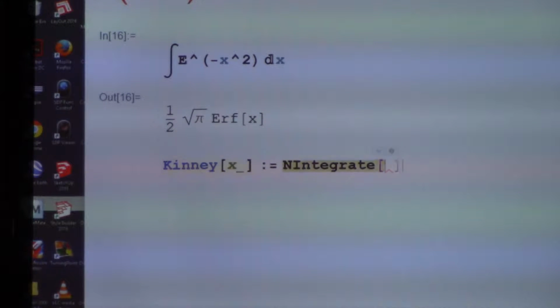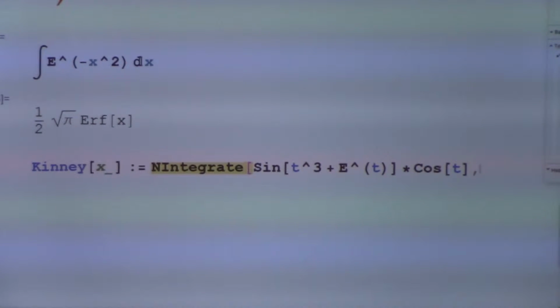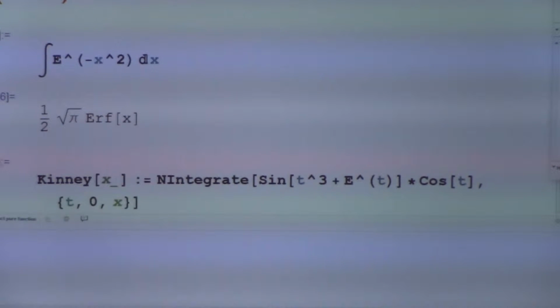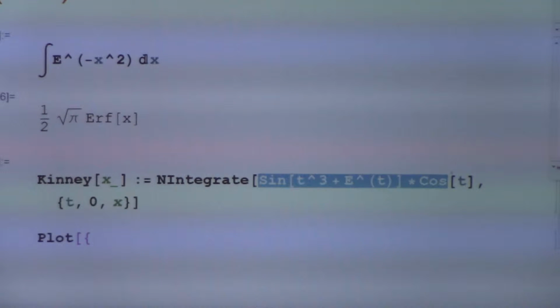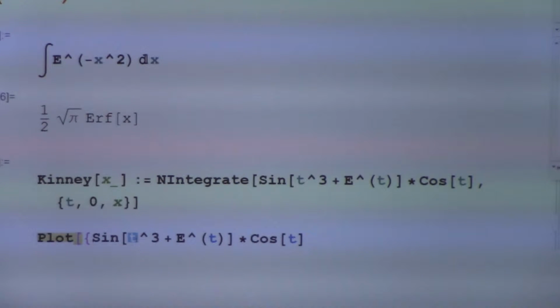I'm going to create Kinney of x by integrating. What am I going to integrate? Well, something strange. I don't know, sine t cubed plus e to the t times cosine t as t goes from 0 to x. That's going to be Kinney of x. It's going to be an integral like that over there. The little f is going to be the sine of t cubed plus e to the t times cosine of t. I can graph Kinney of x. Plot. Well, let's graph not only Kinney of x, but this function, its derivative, except let's use x.